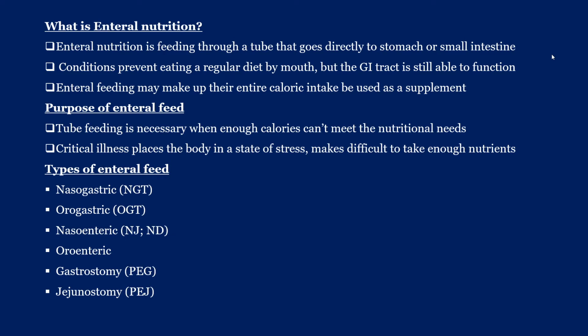Nasogastric tube starts in the nose and ends in the stomach. Orogastric tube starts in the mouth and ends in the stomach. Nasoenteric tube starts in the nose and ends in the intestine, including nasojejunal and nasoduodenal tubes. Oroenteric tube starts in the mouth and ends in the intestine. Gastrostomy tube is placed through the skin of the abdomen straight to the stomach, including percutaneous endoscopic gastrostomy. Jejunostomy tube is placed through the skin of the abdomen straight into the intestine, including percutaneous endoscopic jejunostomy.